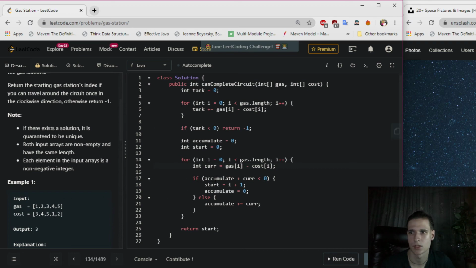And we just calculate the current amount of fuel plus the current gain. If it's less than 0, that means that we cannot start from this gas station. We need to set up start. We need to go to the next one. We say start I plus 1, and we set up accumulate to 0, and otherwise we say accumulate plus equals to the current gain, and finally we just return the position of gas station.